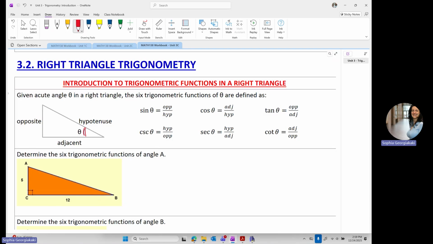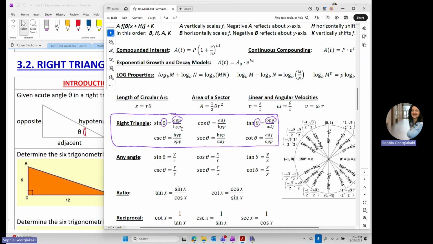The cosecant of theta is the reciprocal of the sine. The secant of theta is the reciprocal of the cosine. And the cotangent of theta is the reciprocal of the tangent of theta. These formulas in our formula packet are in the middle of our second page, clearly marked as right triangle formulas. And again, you have to mark the angle theta clearly.